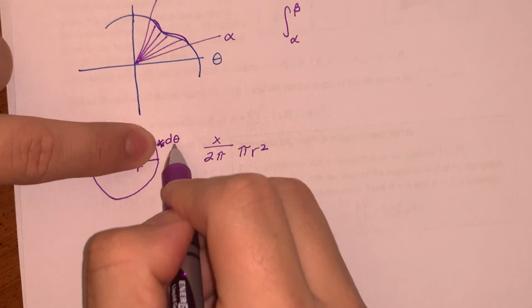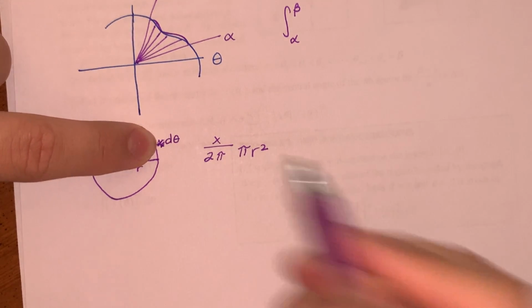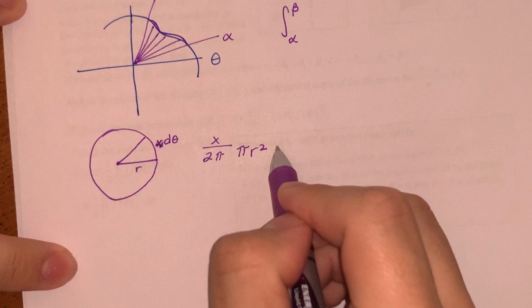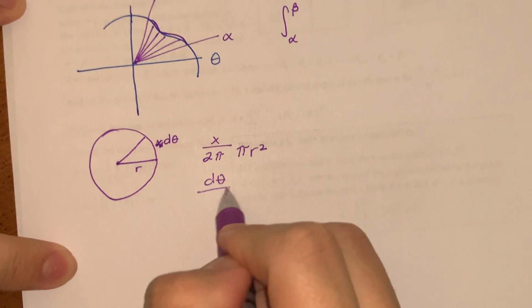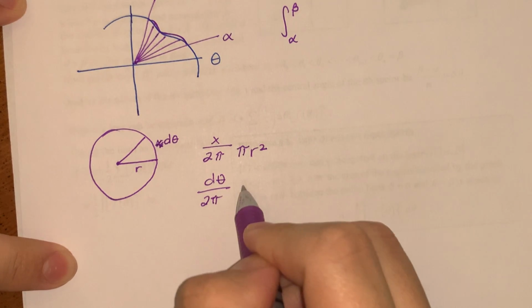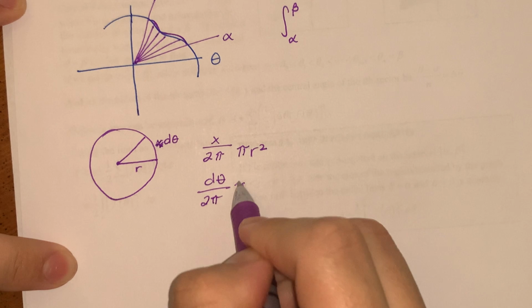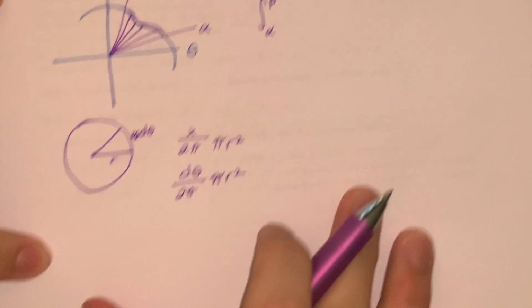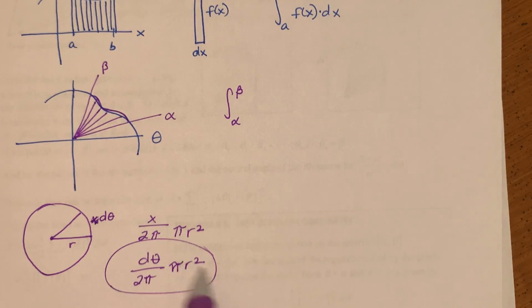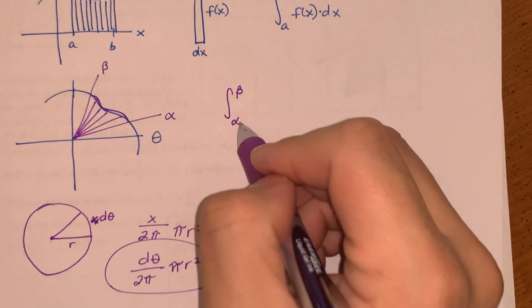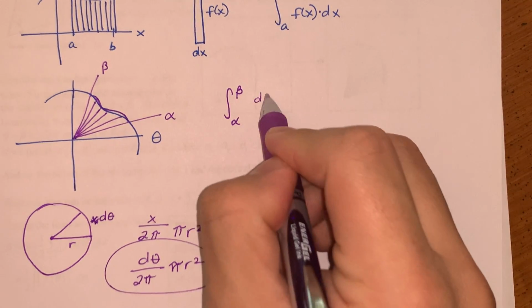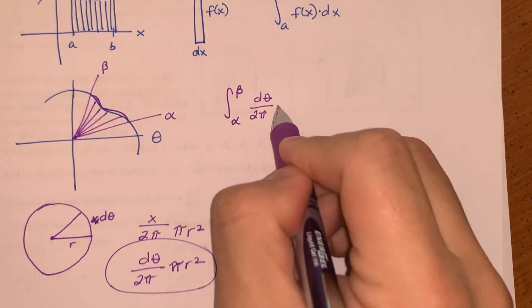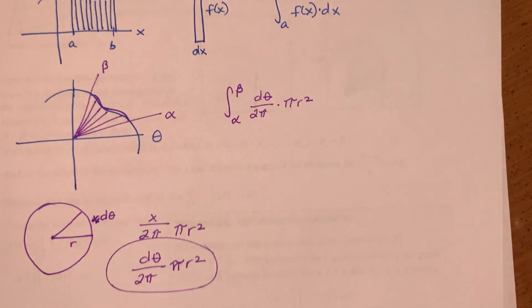That's an infinitesimally small angle measure. So let's replace that instead with d theta over 2 pi, and then pi r squared, right? So that's actually what we're going to go ahead and put the sum of all of these infinitely small sectors in that region between alpha and beta. So it's going to be d theta over 2 pi times pi r squared.